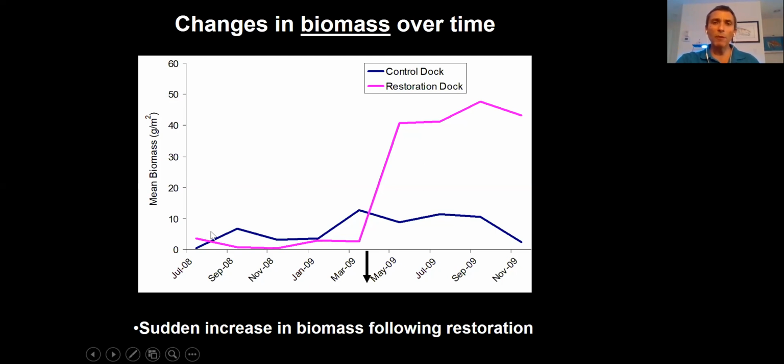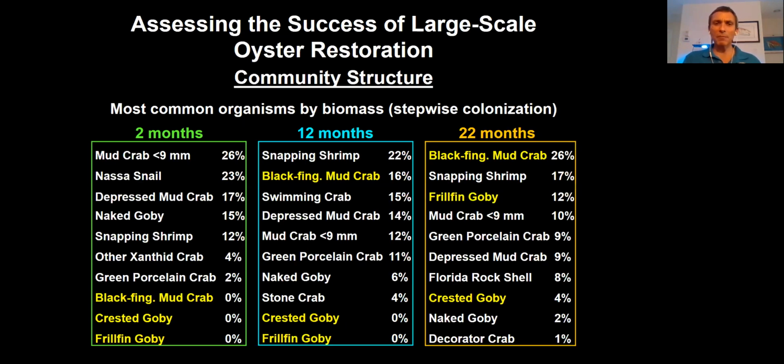You could see before we built our reef, biomass was very low at both sites. The bottom was sandy. Once we built an oyster reef at the pink site, almost immediately, there was a 5-fold increase in the amount of biomass at that site. So very quickly, animals move in. But that doesn't tell us the whole story. What animals move in? Well, that's where this comes in.